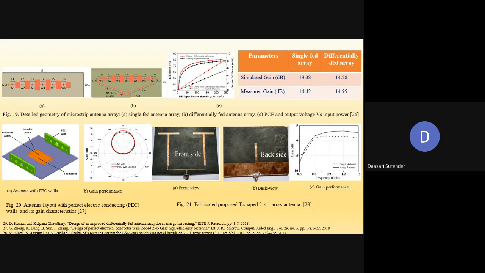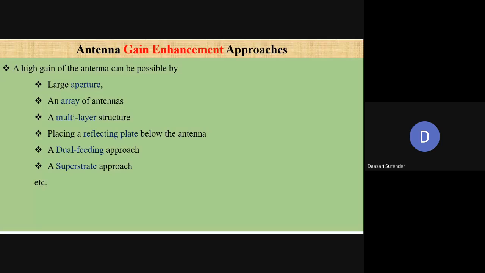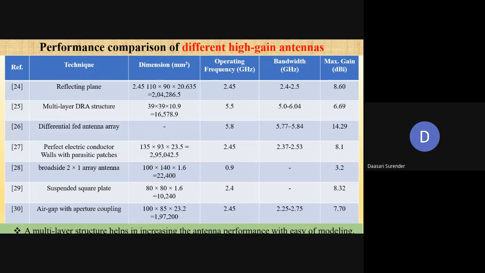And the next is the array of antenna elements. Here it is observed that a single antenna offers low gain, and an array of antennas offers more gain compared to a single one. These are the techniques used to increase the gain. Generally the antenna gain can be increased by either of these techniques, and their performance is compared and the results are shown. From this, a multi-layer structure helps in increasing the antenna performance with small antenna dimension compared to all other techniques, and with ease of modeling.